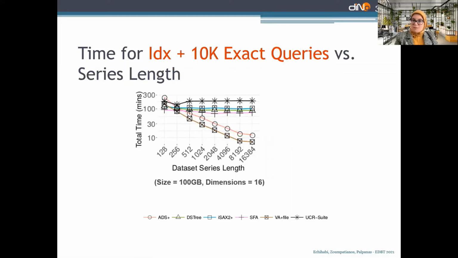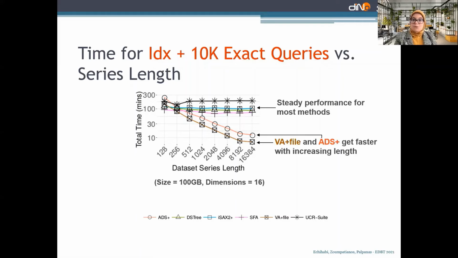We ran another experiment, which is to vary the length of a series while keeping the dataset size the same in terms of gigabytes, to specifically test for the effect of data series length. Methods that use summarizations still use the same dimensionality for the summarization. In this case, it was 16 segments. We can observe that most of the methods have steady performance, except 2 methods, the VA plus file and ADS plus, which actually get faster with increasing length.